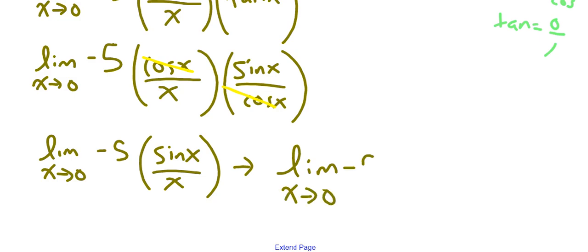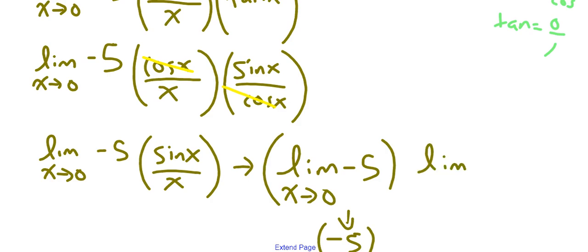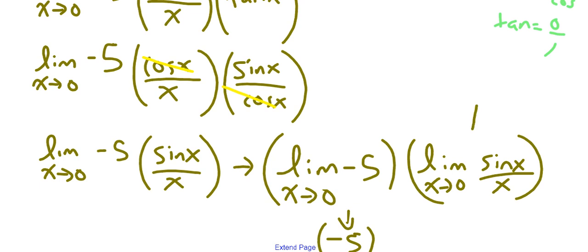If we take the limit of a constant, no matter what number we're approaching, the constant is going to be our answer. So we're going to do two of them. We're going to do the limit of negative 5 as x approaches 0, and the limit of sine x over x as x approaches 0. We already know that this part is 1, right? So negative 5 times 1, bam, negative 5.